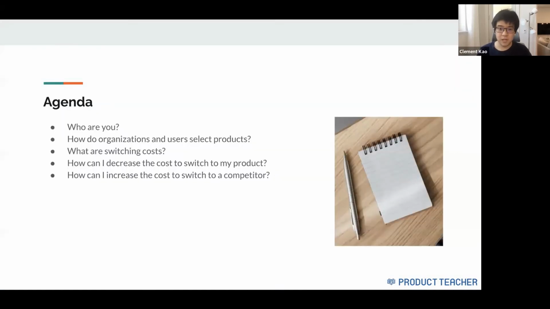So first, I'm going to give a quick introduction about myself. Then let's take a step back and discuss how users and organizations think about selecting products. From there, we can talk about what switching costs are and how they play into products. Then we can talk about how to strategically decrease the cost to switch to your product, as well as increase the cost to switch to a competitor's product. And with that, we'll dive right in.